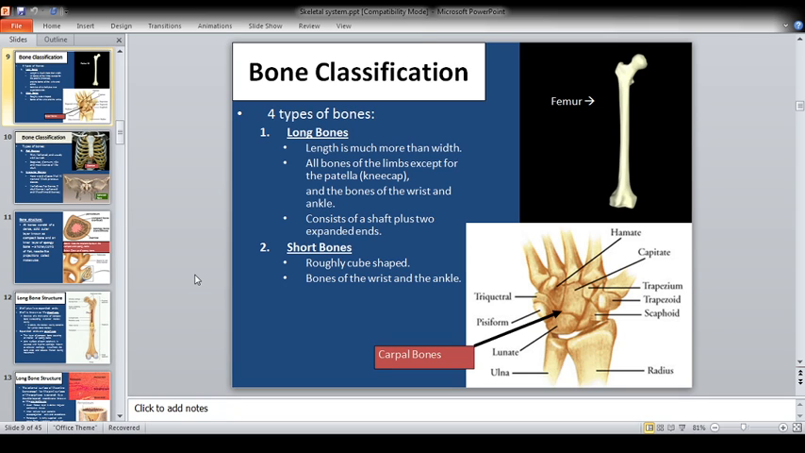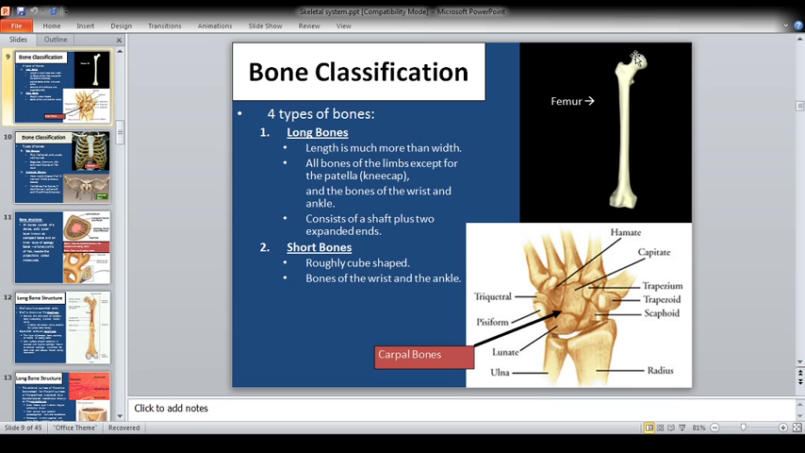Now let's get into the classification of the bones. We're not going to go into more details, we just need to review this. So there are 4 types of bones. The first type of bone is the long bone. A long bone is a bone in which the longitudinal length is more than its horizontal width.